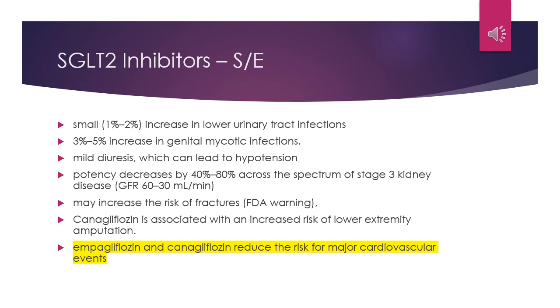As there is an increased amount of glucose in urine, there can be increased chances of lower urinary tract infection in the range of 1 to 2%. Genital mycotic infection is reported 3 to 5% more compared to normal individuals who are not consuming these drugs. Glucose comes in urine and it takes along some water, causing mild diuresis. So these drugs can cause hypotension in persons who are taking other blood pressure lowering agents.